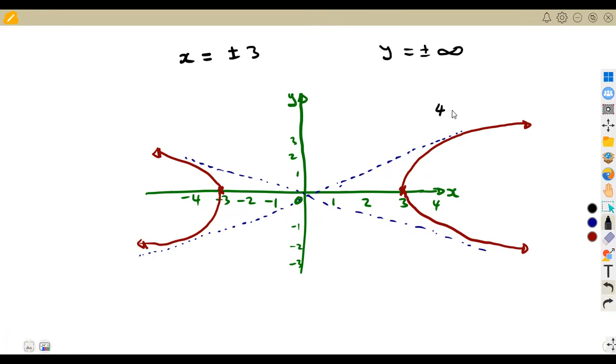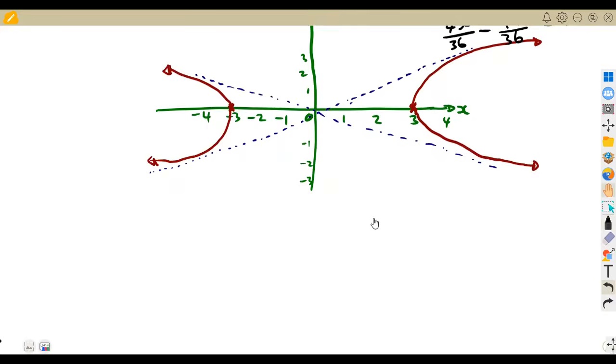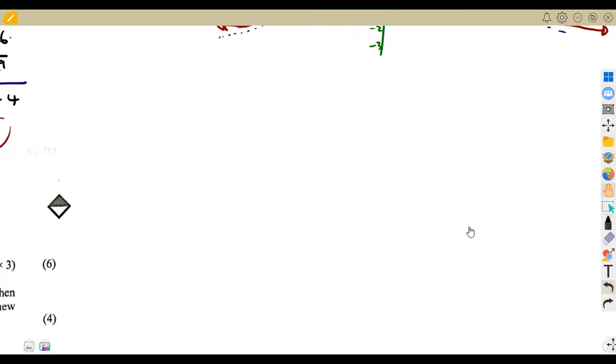All right, so this was our graph of 4x² over 36 minus 9y² over 36, which is equal to 1. Just write your equation. This is what is important. You can obtain your full marks with this information.